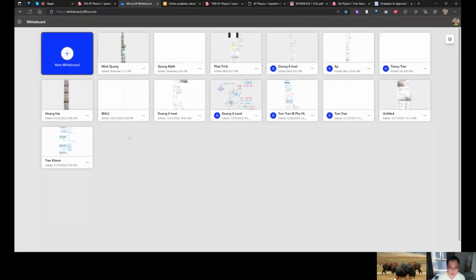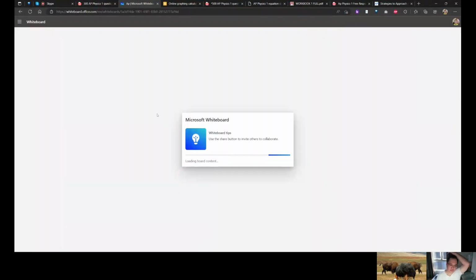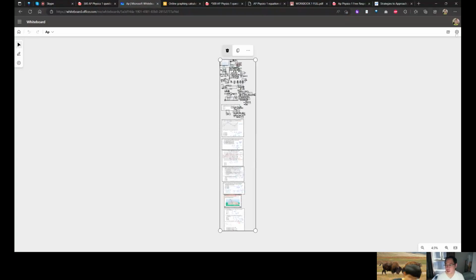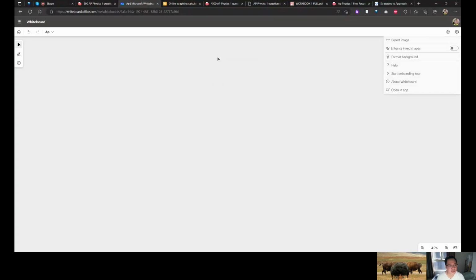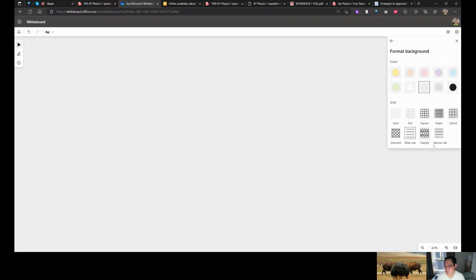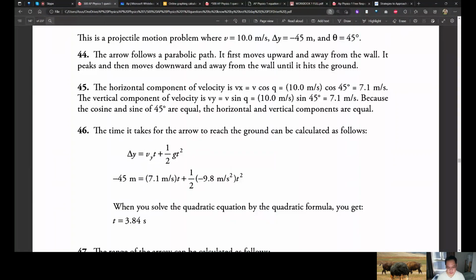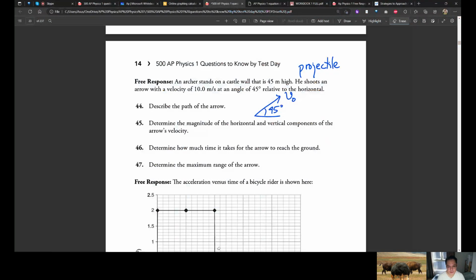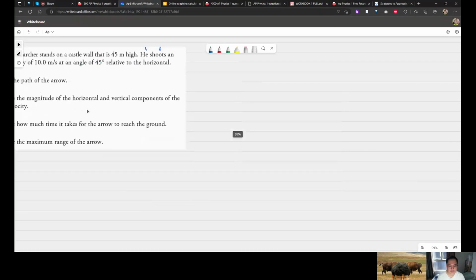Let me open the board and write on it. Where is it? No. Okay, here. This is the note from last time. Already exported the PDF file and sent it to you. Okay. 46 here. Erase this thing also. Maximum range also. Okay.